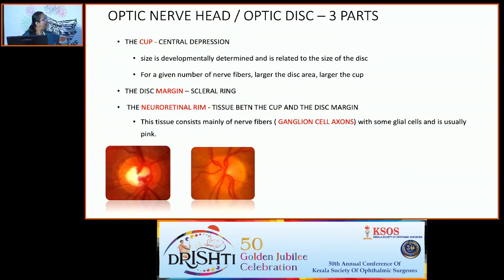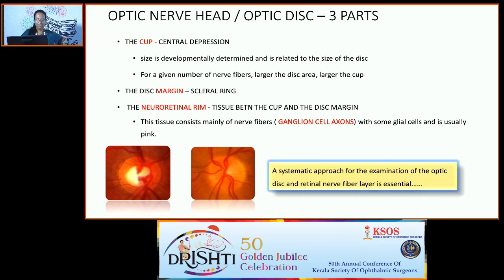Now, the optic nerve head has three parts. One is the cup, which is a central depression. The size of the cup is genetically determined, and for a given number of nerve fibers, the larger the disc, the larger the cup. The disc margin is denoted by the scleral ring. The neuroretinal rim is the tissue between the cup and the disc margin. This tissue consists mainly of nerve fibers and some glial cells, and is usually pink.